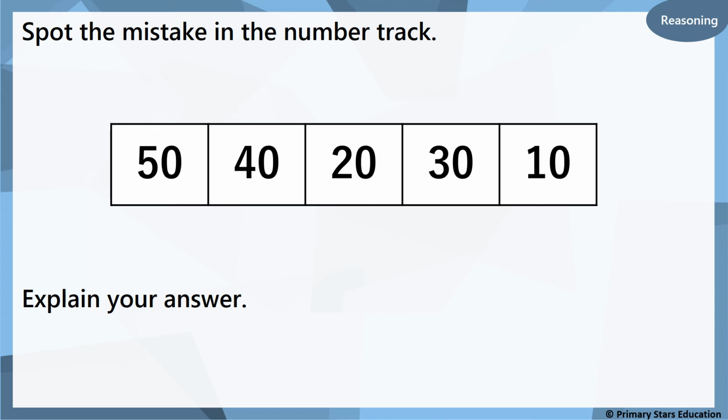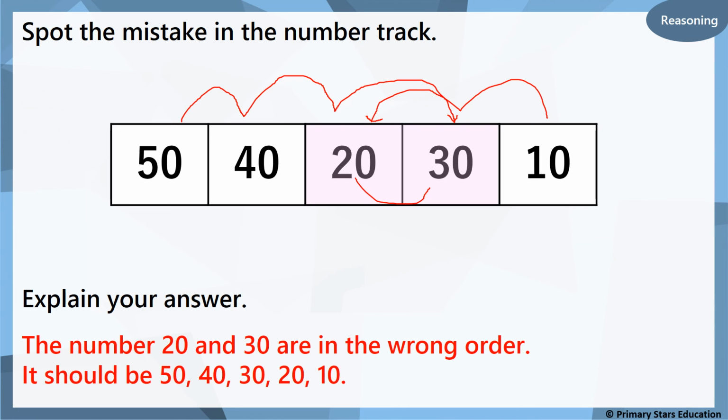Well done if you've said that 20 and 30 need to be the other way round, don't they? Because if we're counting back from 50 in tens, let's try it. 50, 40, we're going to say 30, then 20, 10. So those are the wrong way round. Well done if you got that right.